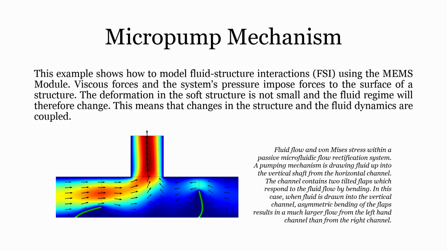We can understand viscous forces and how the system pressure imposes forces on the surface of a structure. Also we will see the deformation in the soft structure, which is not small, and the fluid regime will therefore change. This means that the changes in structure and fluid dynamics are coupled. This is why we can say that the changes in structure and fluid dynamics are coupled, and we will discuss this in detail.